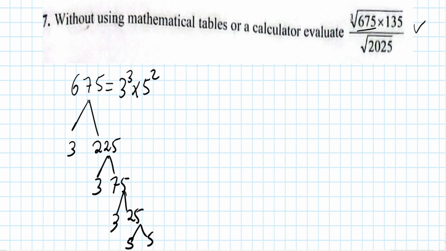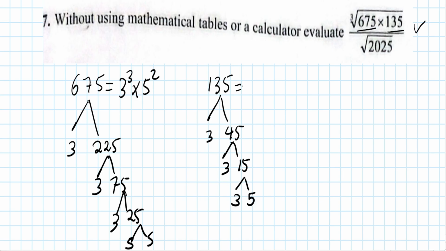That's done. Well, what about 135? 135, do the same thing. 135 divided by 3, can it? Yes. So you get 45 and 3, divided by 3 again gives you 15 and 3, divided by 3 gives you 5 and 3. So the answer to this is 3 cubed times 5.